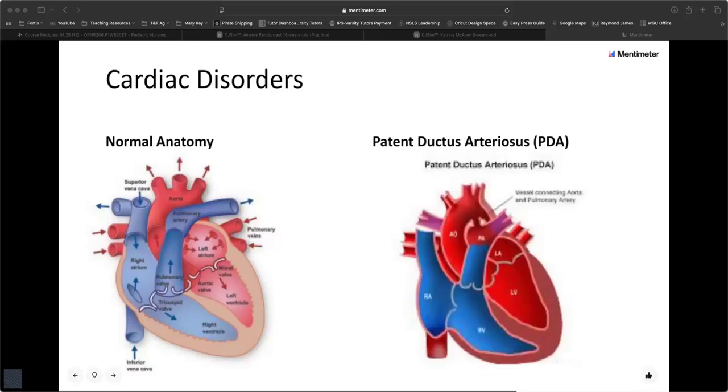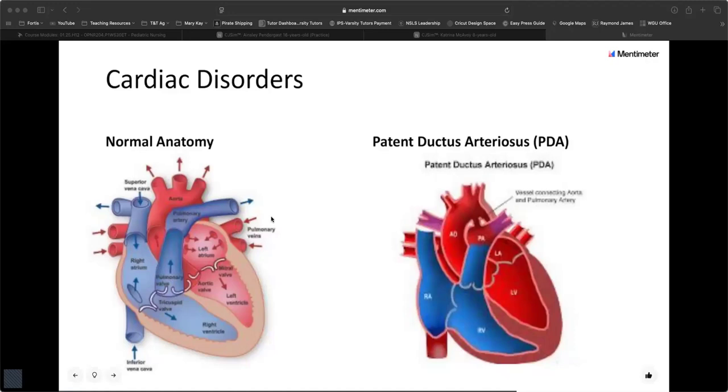Next, we have a patent ductus arteriosus. So we have an opening between our aorta and our pulmonary artery after birth. So this is this extra vessel. So normally these are two distinct structures, not connected in any way, shape, or form. But here in the PDA, you see we have this extra little vessel that connects our pulmonary artery and our aorta together. And normally that vessel closes right after birth. So we need it to function in utero, but it should close on its own after birth.